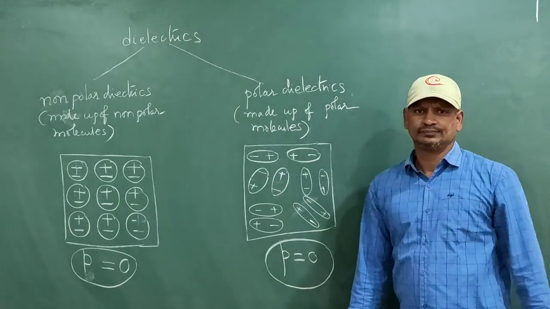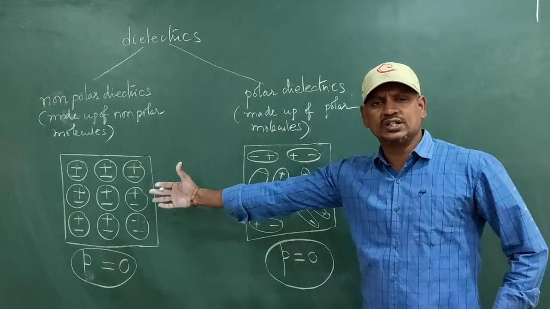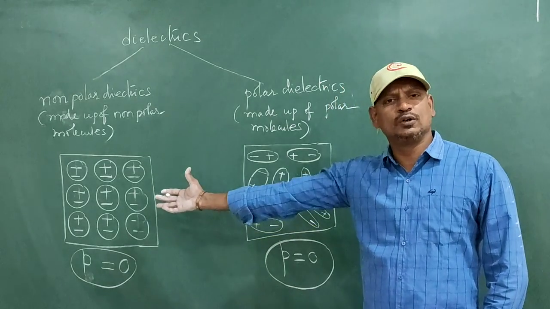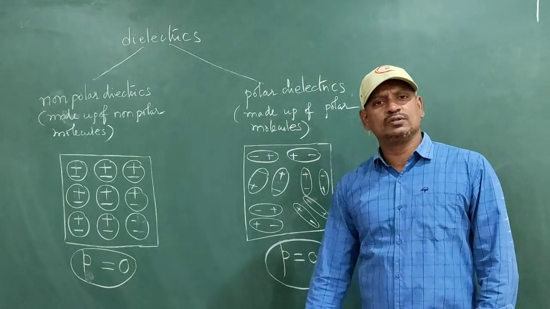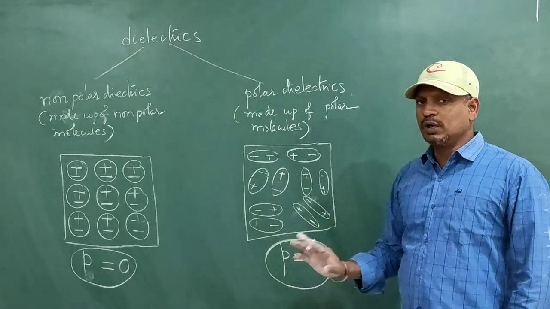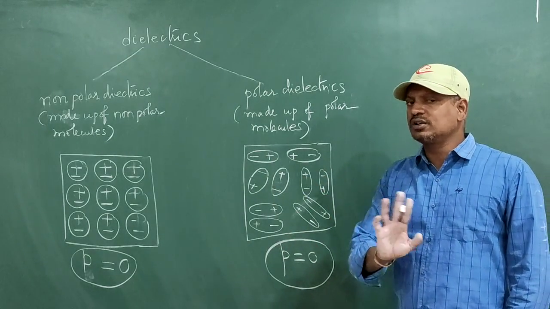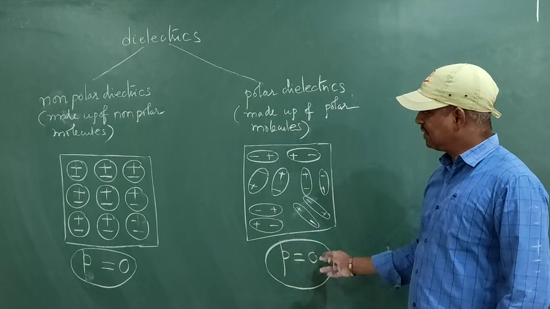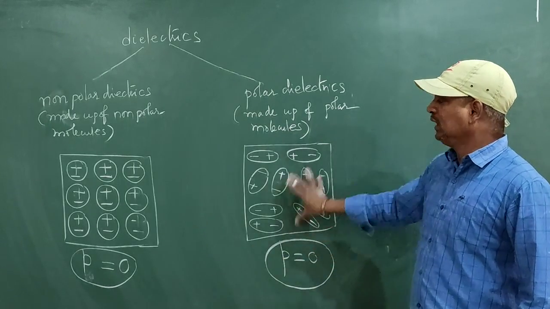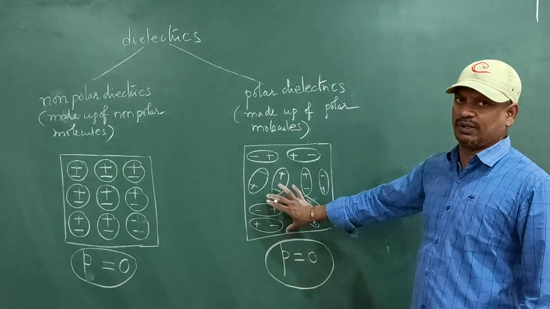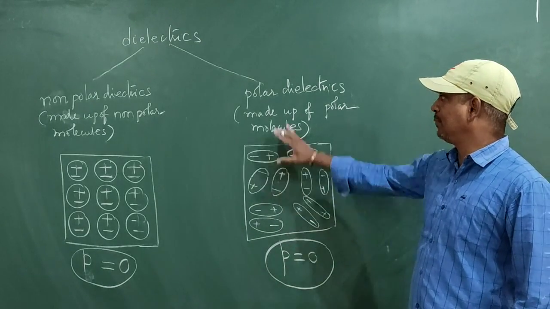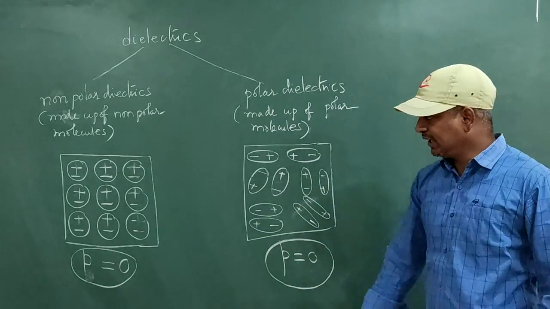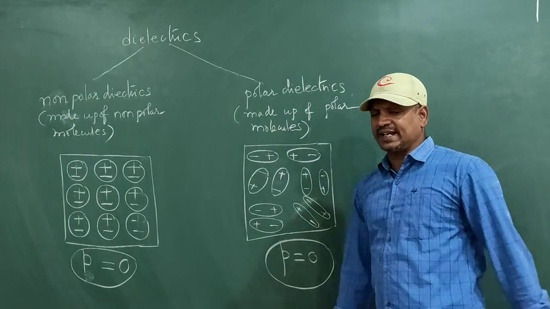It's a very simple concept now. In a non-polar molecule, the center of positive charge coincides with the center of negative charge, so the dipole moment of each molecule is 0, and the dipole moment of the slab is also 0. But here, the dipole moment of the molecule is not 0, but the dipole moment of the polar dielectric slab is also 0, because all the dipoles are aligned in such a way that the net dipole moment is 0. Is that clear?